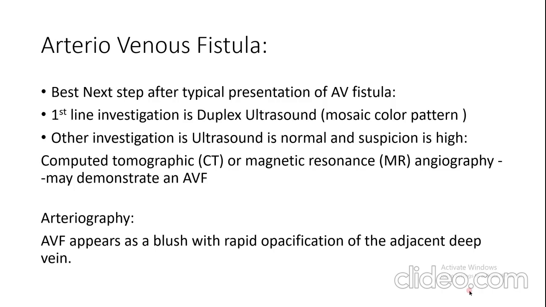One of the investigations that was done earlier and is characteristic for the AV fistula was arteriography. It usually shows a blush with rapid opacification of the adjacent deep vein in which the blood is being shunted from the artery. But nowadays it is not used, as if you see an AV fistula diagnosis from duplex ultrasound, you directly proceed to the treatment and other investigations is not needed.